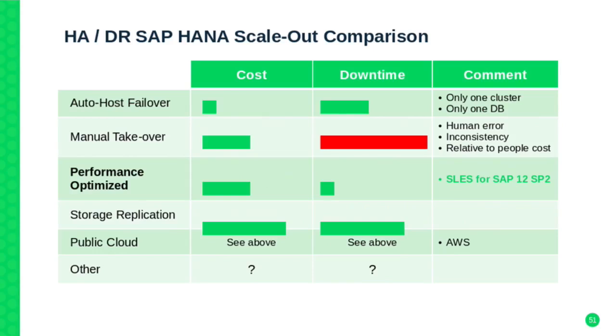Just from a cost perspective, auto-host failover is the most cost-efficient option, but you only do this on one side. It's not happening on the other side. The manual takeover and performance-optimized scenarios are a little more expensive because you need SLES for SAP Applications to get access to those HANA resource agents, and you have the costs of having the second site up and running all the time. Storage replication is the most expensive one because you need good storage to do that, whereas the other options can maybe run on SUSE Enterprise Storage, for example.